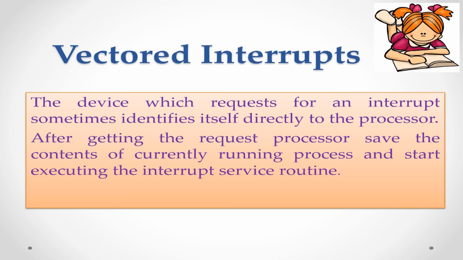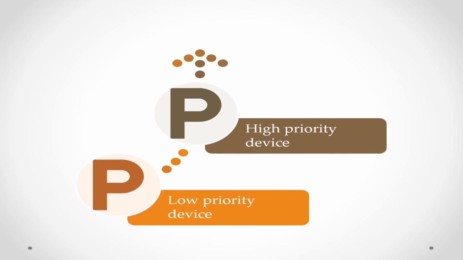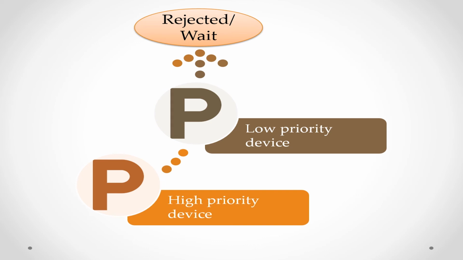If the processor is currently servicing a low priority device, only then an interrupt request of a high priority device will be accepted. But if the processor is already servicing a high priority device and a low priority device requests an interrupt, that will be either rejected or the device has to wait till the processor completes its execution with the high priority device.